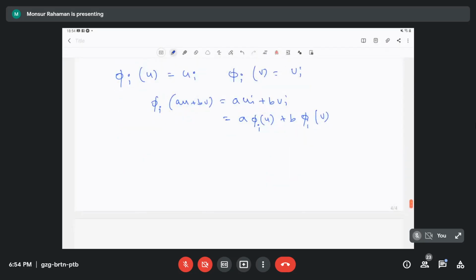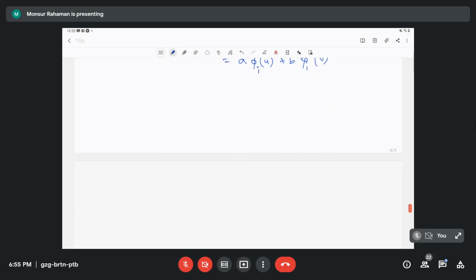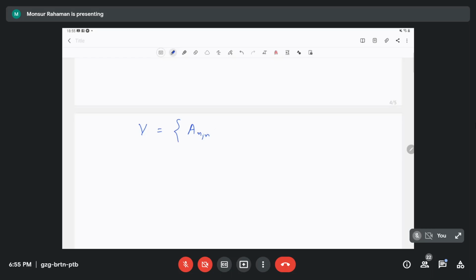Another example. Let V be the set of n by n matrices. This is also a vector space, where all components are from R. So this is a vector space of dimension n squared, and I have told you that you can think of it as R^(n squared), because as vector spaces they are equal.